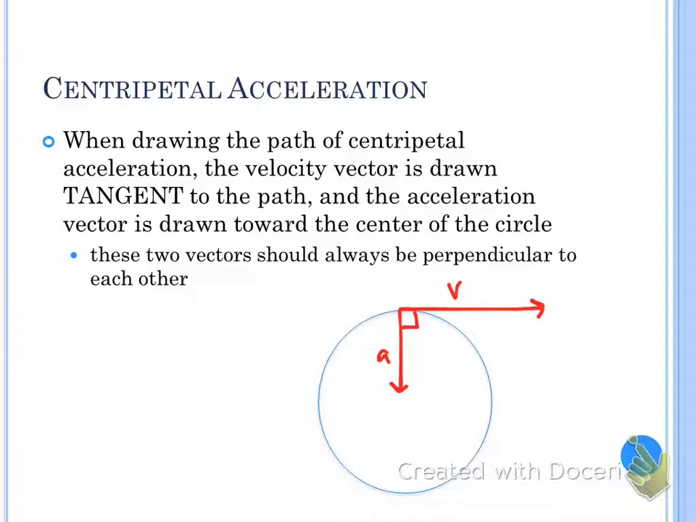Okay, if I were going to move farther down on my circle and release at this point, I'd go tangent to the curve and the acceleration would be toward the center of the circle, so still perpendicular. So here's my velocity, here's my acceleration.